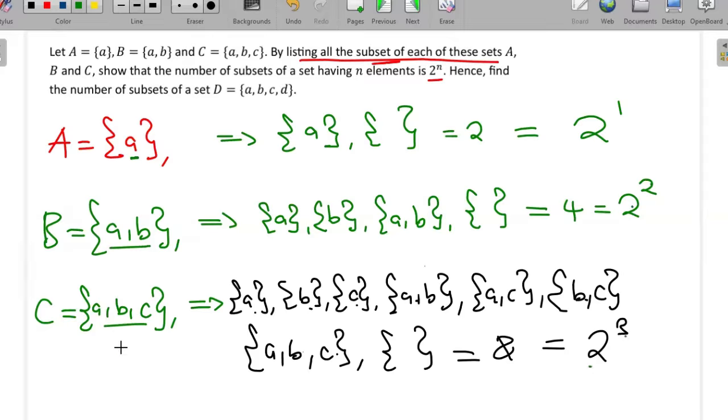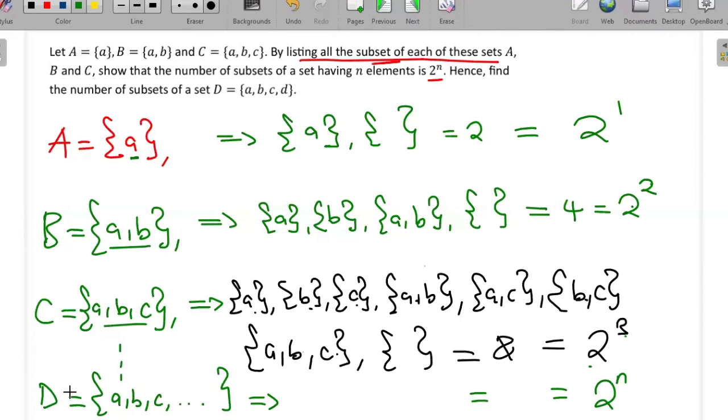So you can just write these two lines, dot, dot, dot, and then you write set D. It's just going to have A, B, C, and then you write dot, dot, dot, until it has n elements, a set that contains n elements. When you list all the subsets, you'll find that whatever number of subsets you get, you can express that number as 2 to the power n, just following the number of elements that are here.